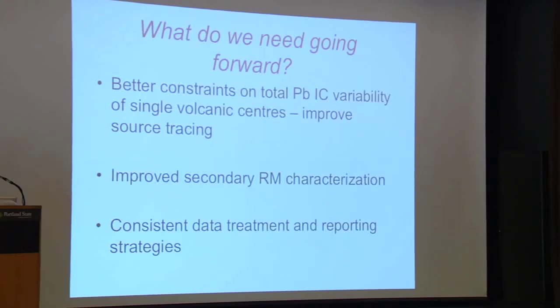So what do we need going forward? Better constraints on total lead isotope composition of single volcanic centers. That'll improve our source tracing and our knowledge of how things evolve over time. So serial sections through individual volcanic sections. Improved secondary reference material characterization.